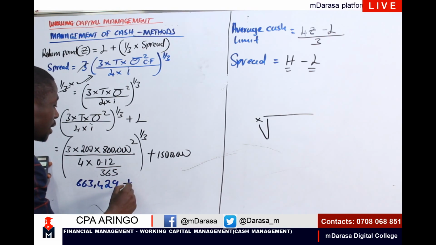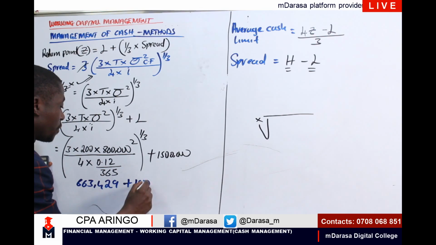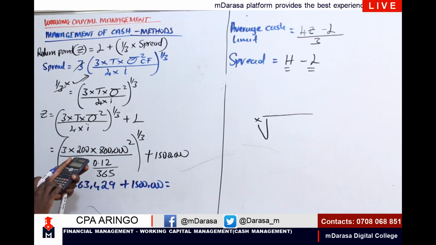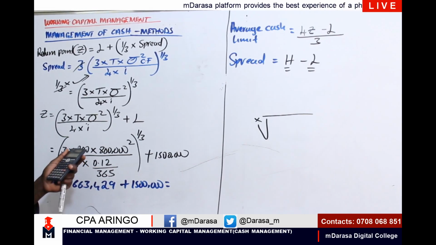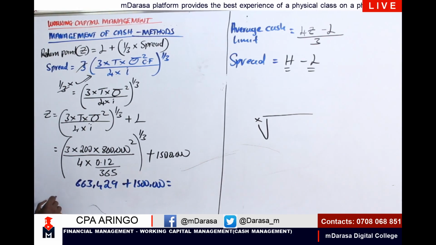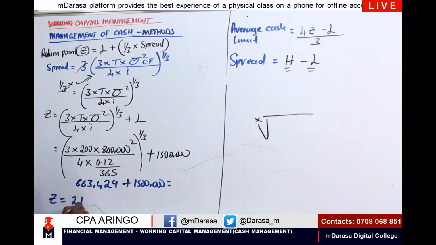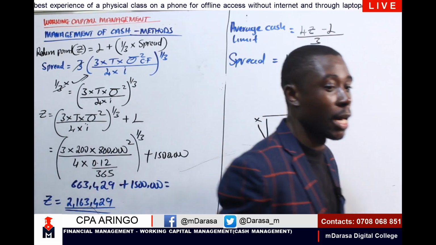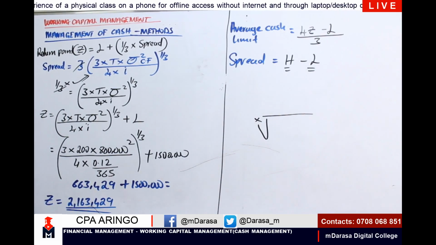I need to add this to 1.5. So therefore, we can agree and say that our Z will be equal to 2,163,429. And that is the figure Mwalimu is getting. Kindly you can confirm with what you've computed on your end.